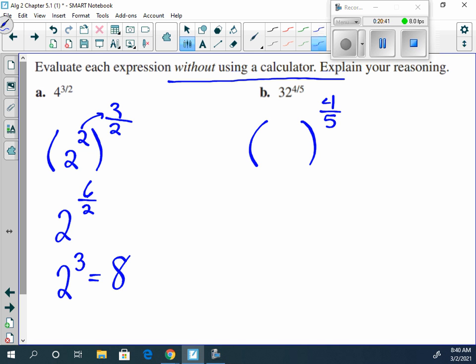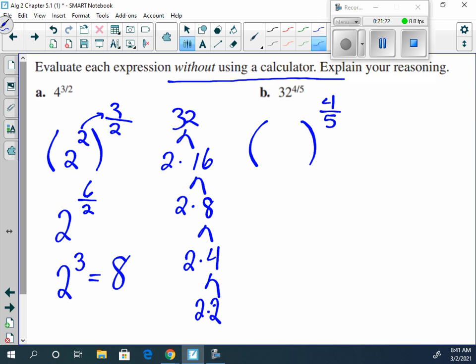So 32 is going to be what? So 4 to the second? Wait, no, wrong. Sorry. Well, we can do the prime factorization for 32, because I do know it's 2 times 16, yes? 16 is 2 times 8. 8 is 2 times 4. And 4 is 2 times 2. So 1, 2, 3, 4, 5. The 32 is the same as 2 to the 5th. 2 times itself 5 times is 32.